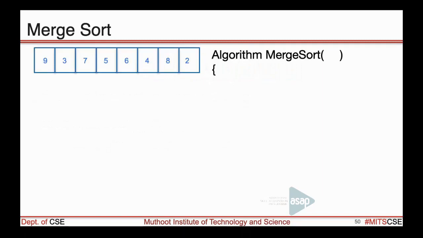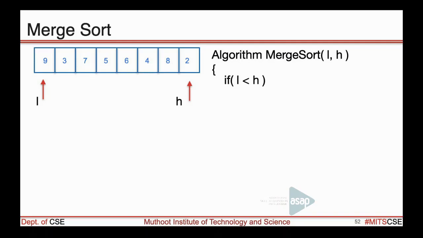How does merge sort work? For merge sort, we need to have two pointers: the pointer which points to 9 and the pointer which points to 2, that is, the first element and the last element. So let it be L and H. After initializing L and H, we need to check how many elements are there.